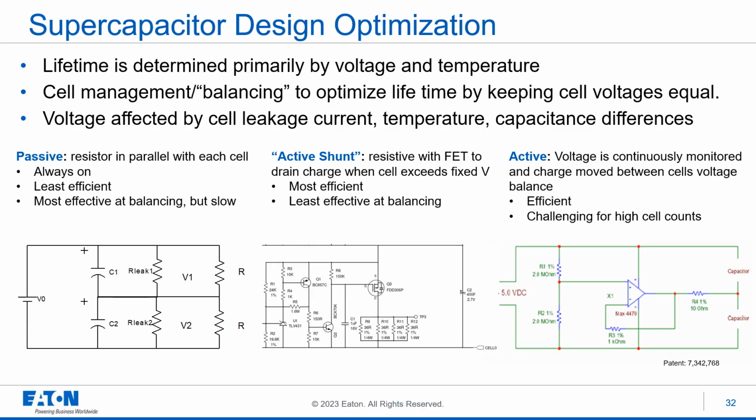Truly active design moves charge between cells to keep the voltage balanced. While this would seem to be the best method, the efficiency in moving charge may override the savings. It becomes complicated with high cell count designs, and further if multiple modules are used, as communication is needed across all the cells in order to do the balancing.